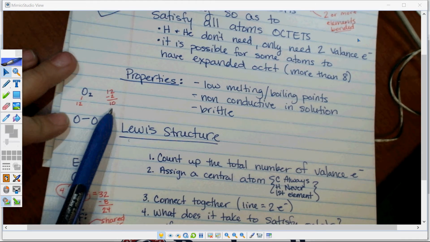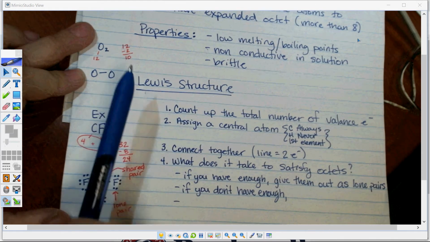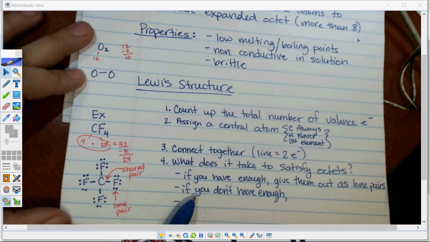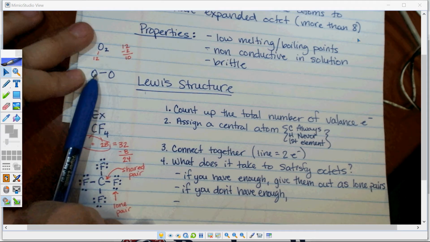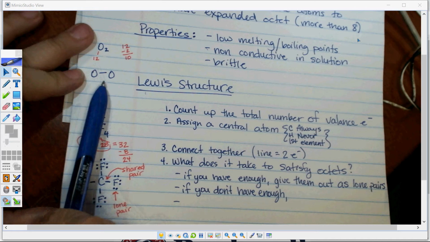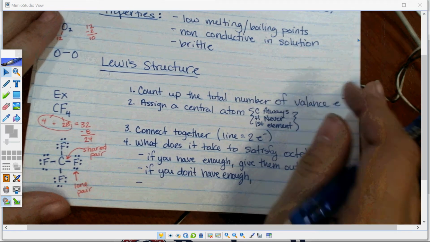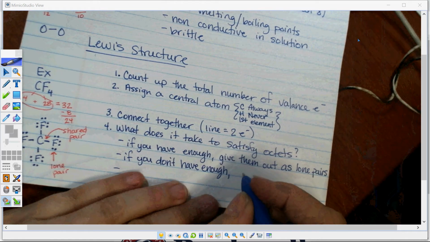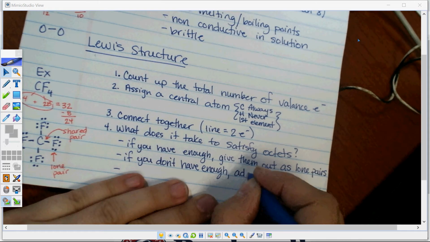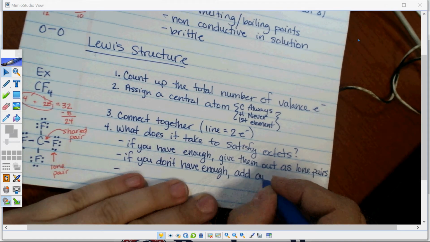But we only have 10 remaining. So that falls into this category. We don't have enough electrons to satisfy the octets based on this particular structure. So what that means is they have to share more. And so by share more, that means we need to add another bond.